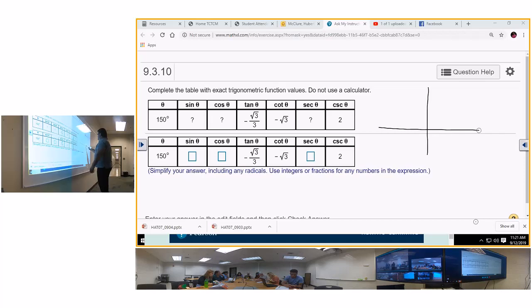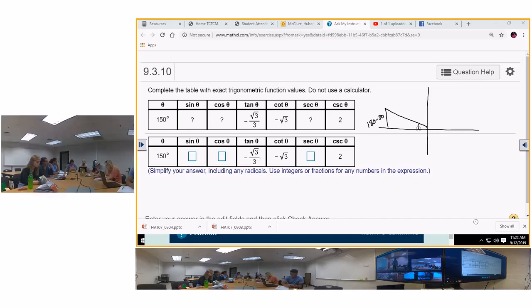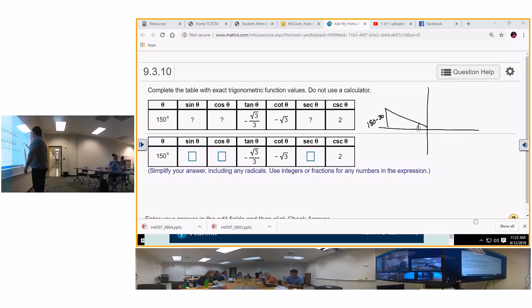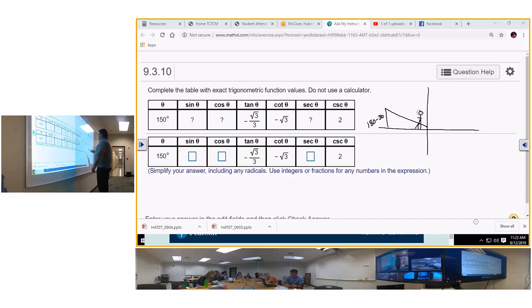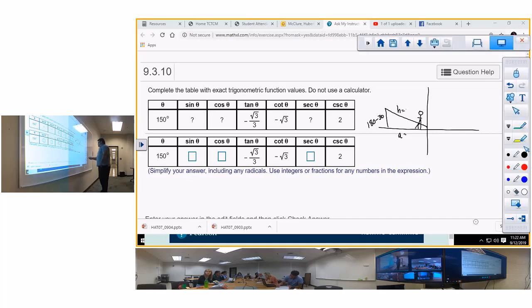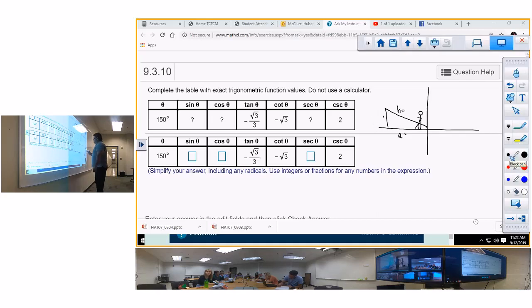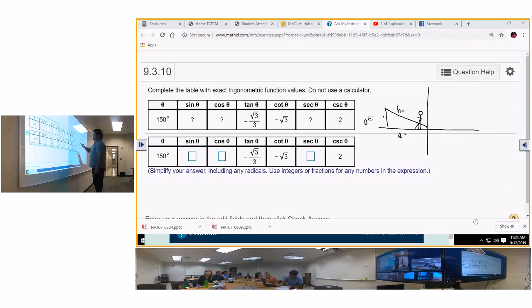And we know 150 is 180 minus what? Minus 30. So we know we're dealing with the 30 degree angle. Now that means here that little man is here. So his foot is on the adjacent and the hypotenuse. And this would be the only one left, the opposite.